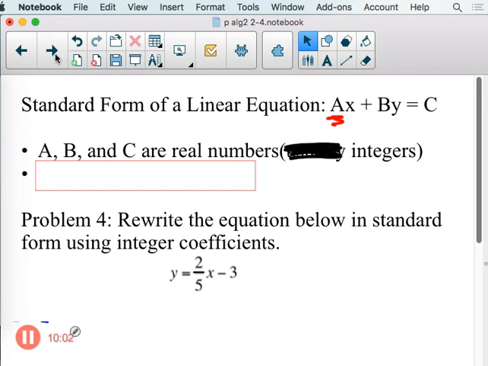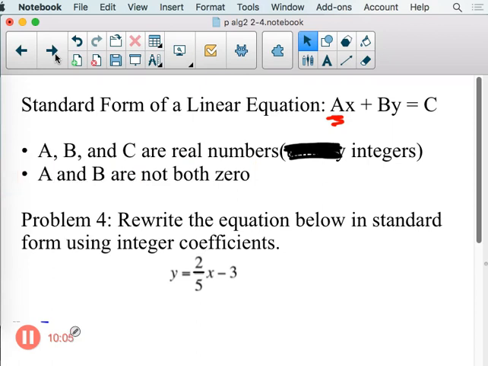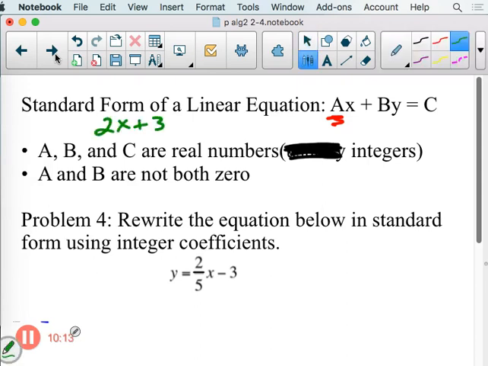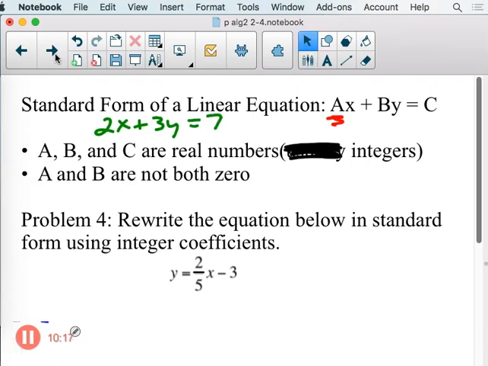No fractions, no decimals. And A and B are not both 0, because if they are, then things get very weird. Because if we have 2x plus 3y equals 7, and we put a 0 in for both x and y, it's going to say 0 equals 7, and it's not going to have any solutions, which is what we want. We want a line. So A and B cannot both be 0.